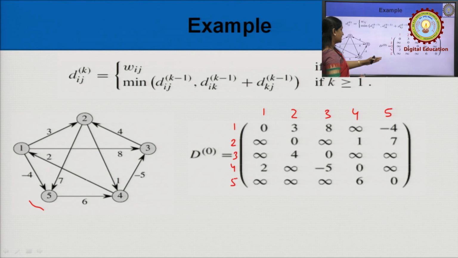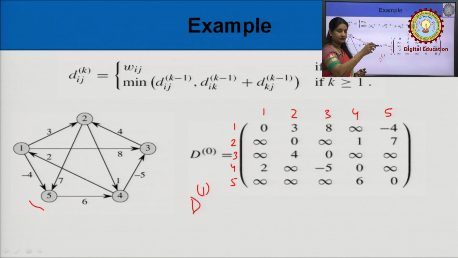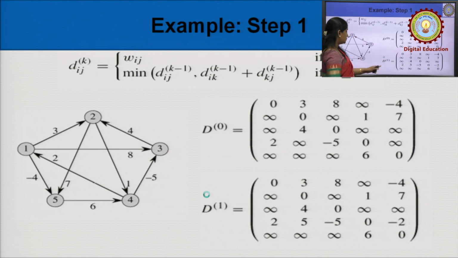As we see, for 4 to 1 the edge is 2, and for 4 to 2 there is no edge, so put infinity. This is the simple weight matrix, that is the distance D0 matrix, because there is no intermediate vertex. Now calculate the D1 matrix, that means the shortest path through vertex 1. To calculate the D1 matrix, we always use the D0 matrix, the just previous matrix.